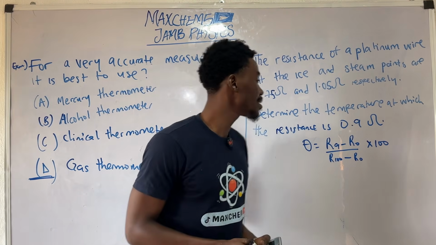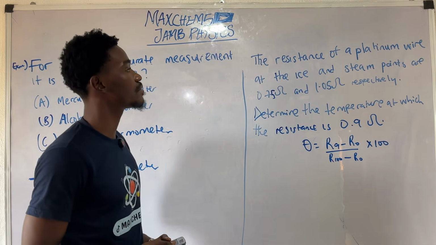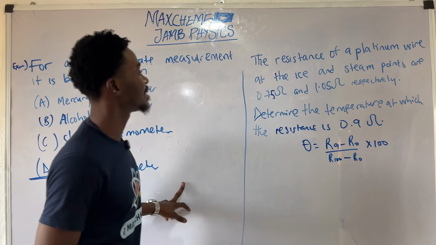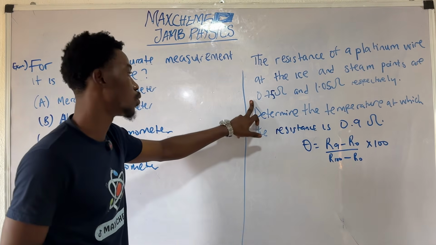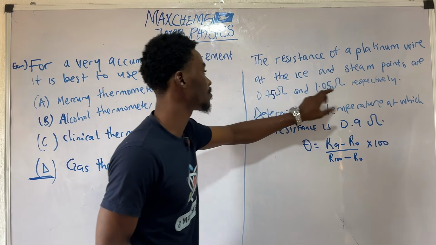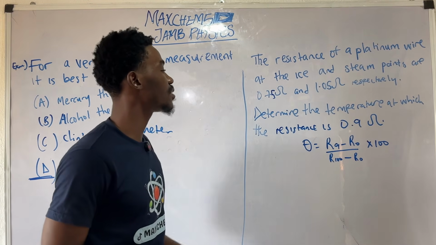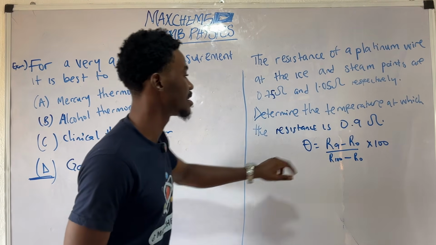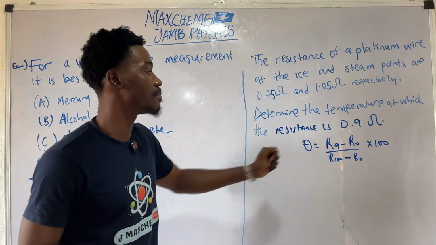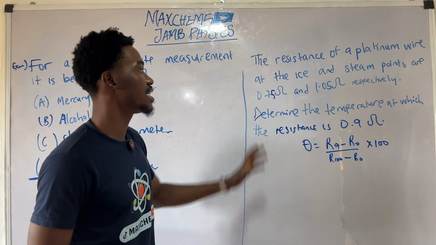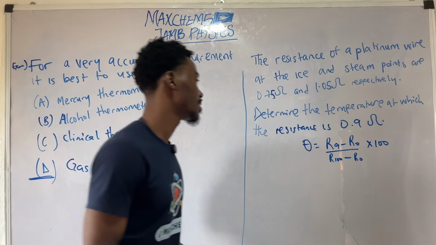In the next question, I have a question that says, the resistance of a platinum wire at the ice and the steam points are 0.7 ohms and 1.05 ohms, respectively. Determine the temperature at which the resistance is 0.9 ohms. So this is the formula for calculating the temperature in a case like this, for a resistance thermometer.